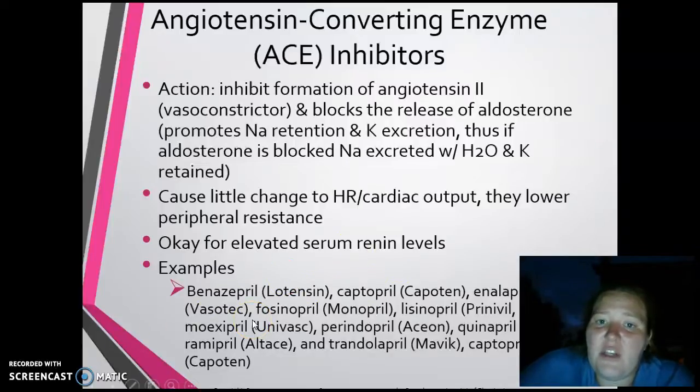They inhibit the formation of angiotensin 2, which is that vasoconstrictor, and block the release of aldosterone, which is the one that promotes sodium retention. So if I'm blocking that stuff, I'm going to decrease the blood pressure, right? So you can see the list of medications under here. It's important to just really know that there's a blocking happening in the angiotensin system. That's why it's called an ACE inhibitor, because it's going to block or stop the conversion.